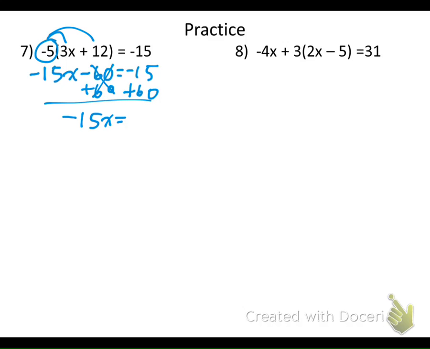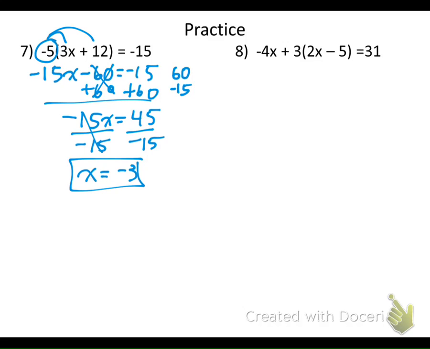For those of you that are trying to do this in your head, it's better if you have the bigger number, I mean bigger in value, above. So that's really going to be a 45. And those of you that are really good at division, you're going to notice that 15 does go into 45. It goes in 3 times, and we have a negative 3 as a result because of the negative 15. All right, that's how you do number 7.